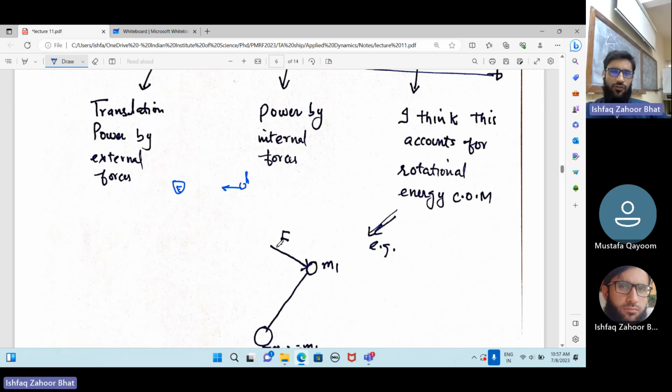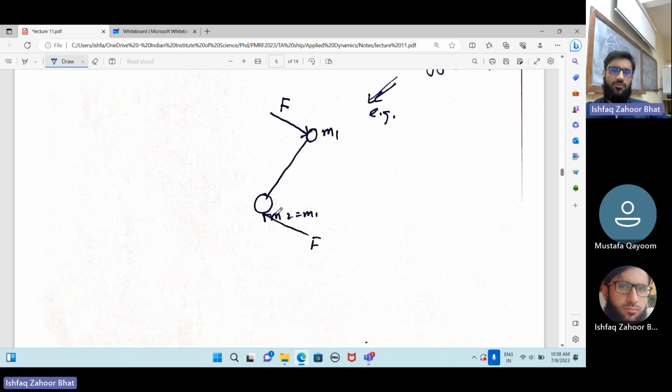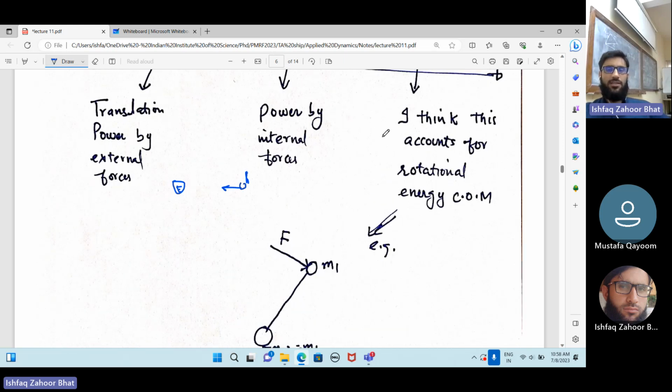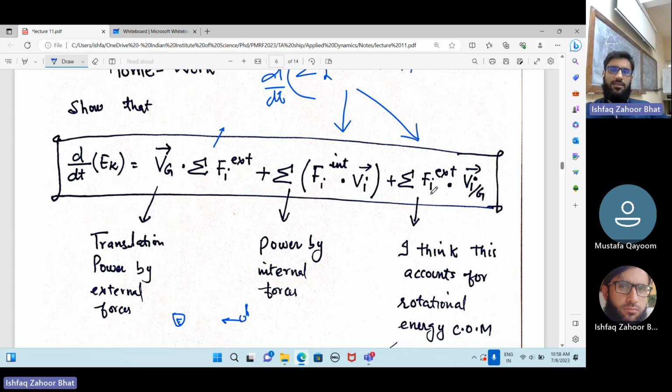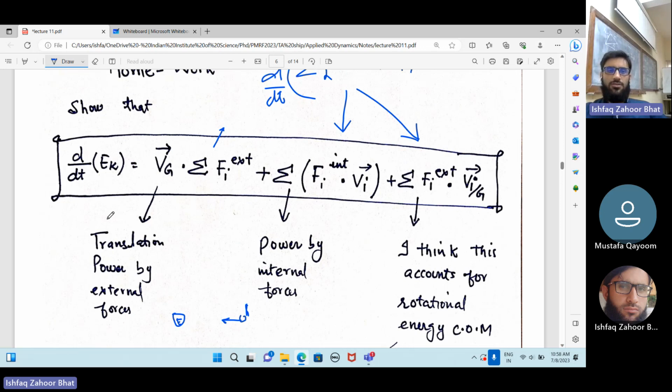Now, but we know if we apply F to this and we apply F to this, these two masses will move and there will be kinetic energy associated with the system. So where does that energy come from? That comes from this expression. So we have Fi external dot Vi. So we will dot this with the velocity of this, and we will dot this with the velocity of this. That will give us the energy. So these three terms are very important. If you miss one of them, you will get the wrong answer.